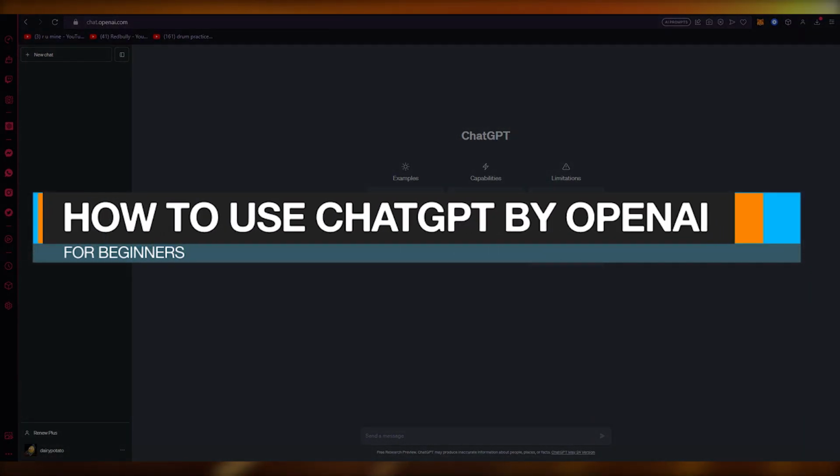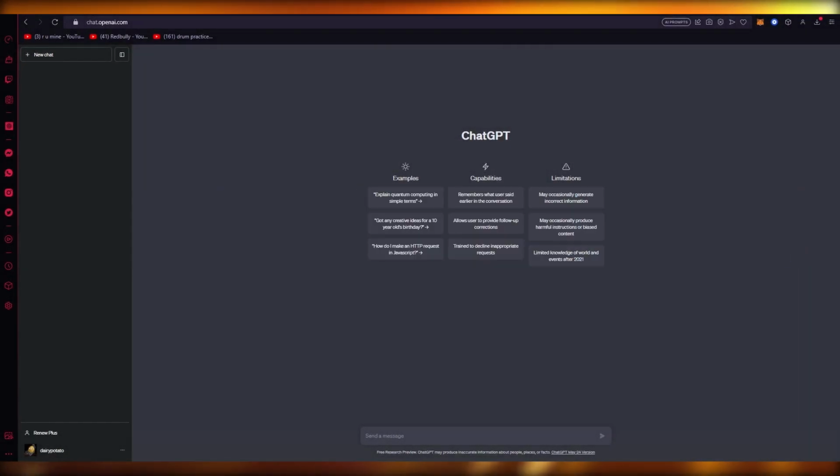How to use ChatGPT by OpenAI for beginners.